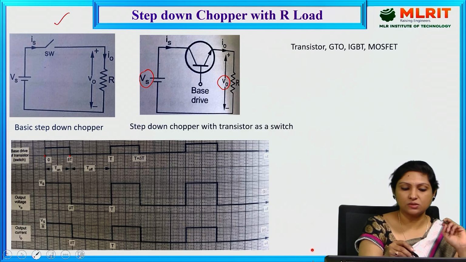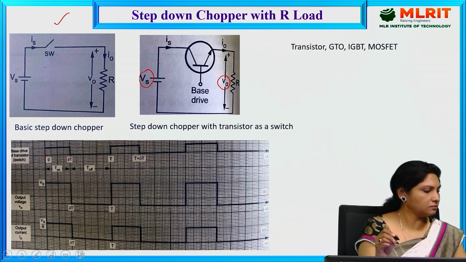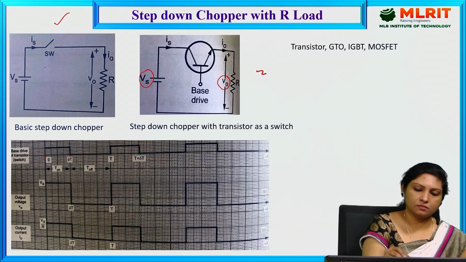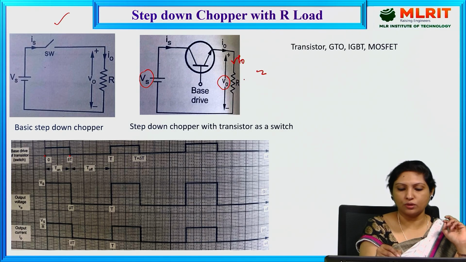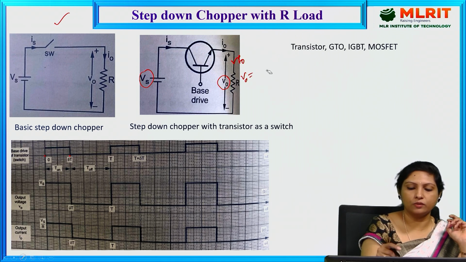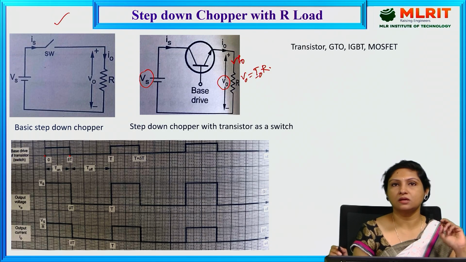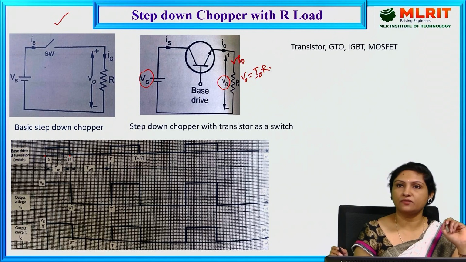That is, when the switch is on, because current is flowing through the load. This is the current I0 which is flowing through the load, and since current I0 is flowing through the load, voltage across the load will be V0 equal to I0 into R. And this is the output voltage which appears across the load. Now let us verify the waveforms.